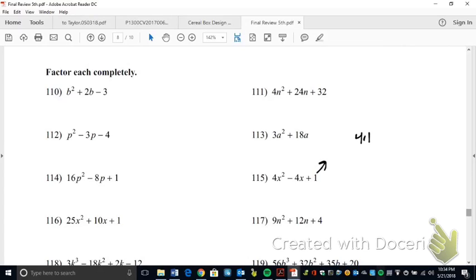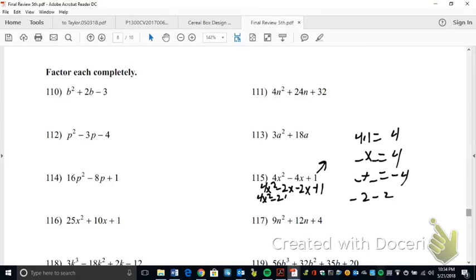So here we have 4x squared minus 4x plus 1. And again, what we can do is go what times what equals 4 and adds up to negative 4. That gives us a negative 2 and a negative 2. So we have 4x squared minus 2x minus 2x plus 1. Now here when we have a negative in there, I'm actually going to write 4x squared minus 2x, and then I'm going to have negative 2x plus 1.